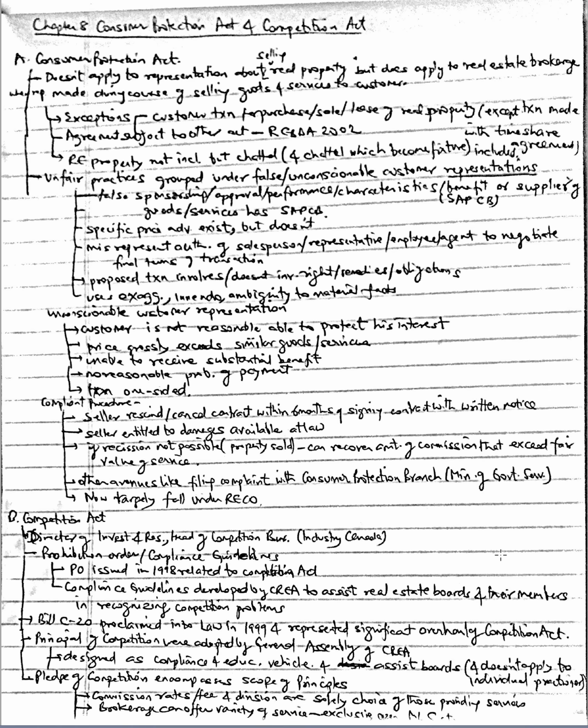The seller is entitled to damages available at law, and if rescission is not possible because the property has been sold, the seller can recover the amount of commission paid that exceeds the fair value of the services, or damages, or both. The court can also award exemplary or punitive damages. The seller has another option, which involves filing a complaint with the Consumer Protection Branch of the Ministry of Government Services.